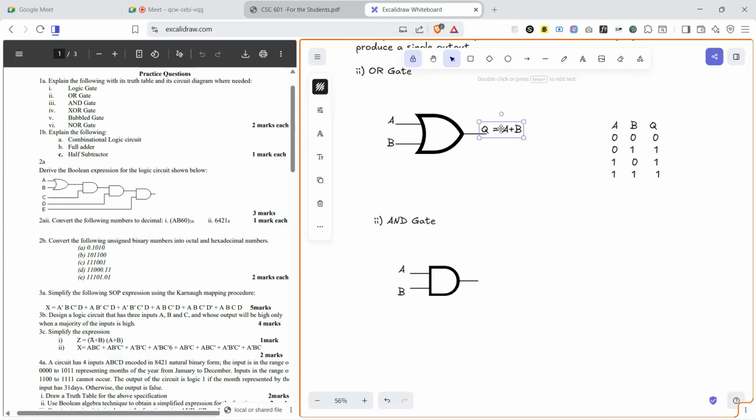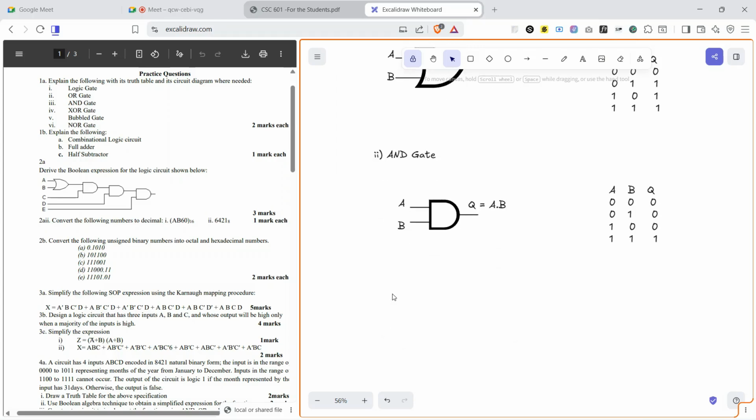So this is an AND gate. For the Q, it would be A dot B. The Q will be A dot B. Now, for the truth table, both outputs are 0, so this is going to be 0. Only one output is 1, so this is going to be 0. This is also going to be 0. Then this will be 1, because it needs two of the inputs to be 1 before it can turn 1. So that is for AND gates.